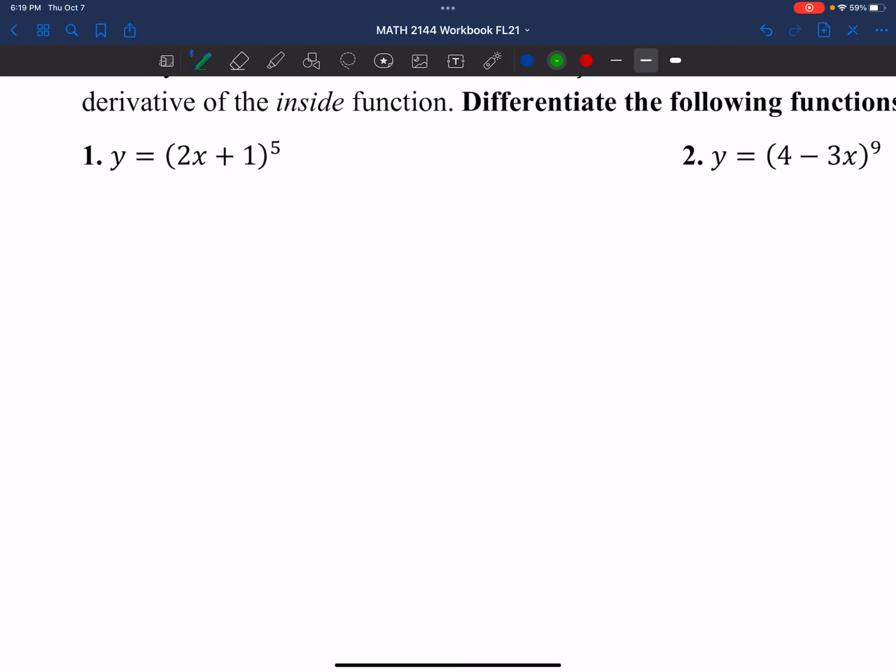So I'm going to color code the first few problems as we get the hang of this. Right here in green is our outer function. This is a power function. Namely, I'm going to call it "out" for short, it's going to be x to the 5th. And then the derivative of our outer function is going to be 5x to the 4th.